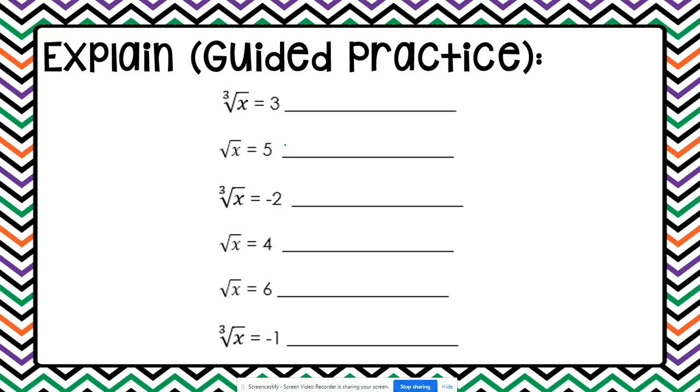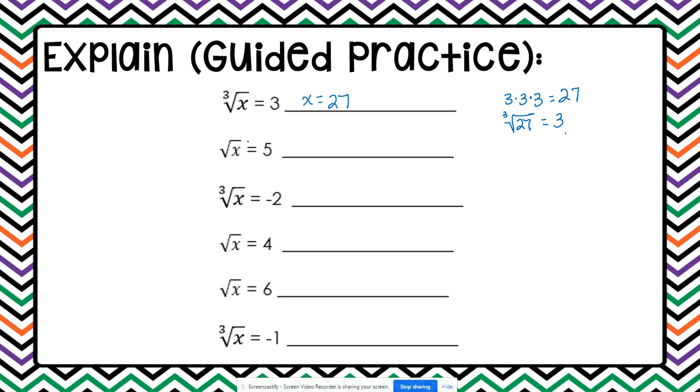Now for this, if I know that the cube root of x is 3, then what I need to ask myself is 3 times 3 times 3 equals what? Well, I know that it equals 27. So that means that x equals 27. I know that this is true because if I find the cube root of x and I replace x with 27, I am going to get 3.